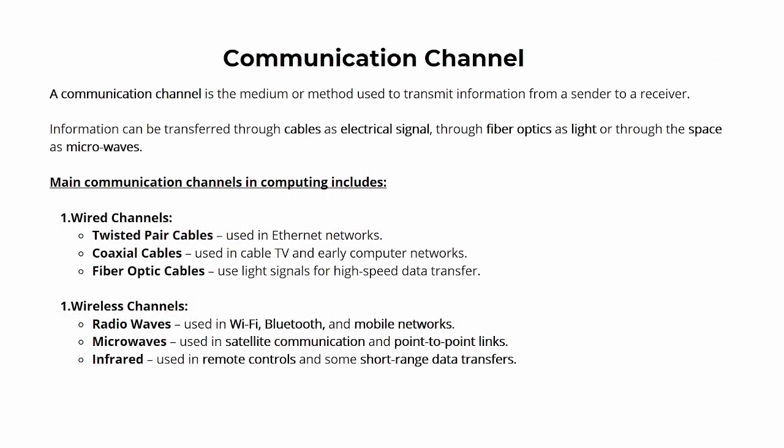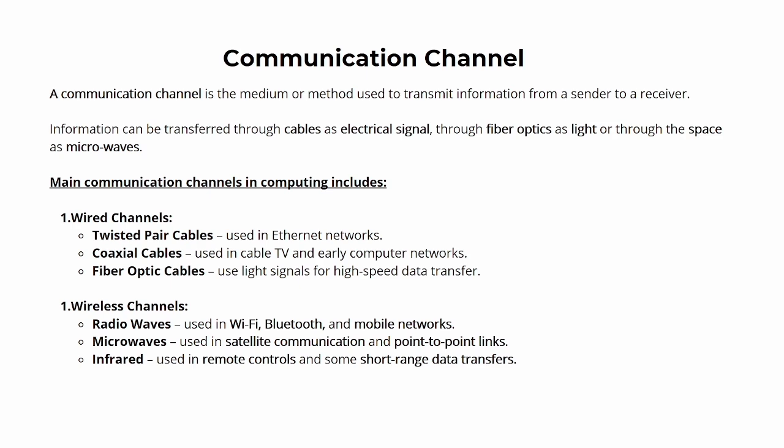What is a communication channel? A communication channel is a medium or method used to transmit information from sender to the receiver. Information can be transferred through cables as electrical signals. They can be transferred through fiber optics as light or through the space as microwaves.